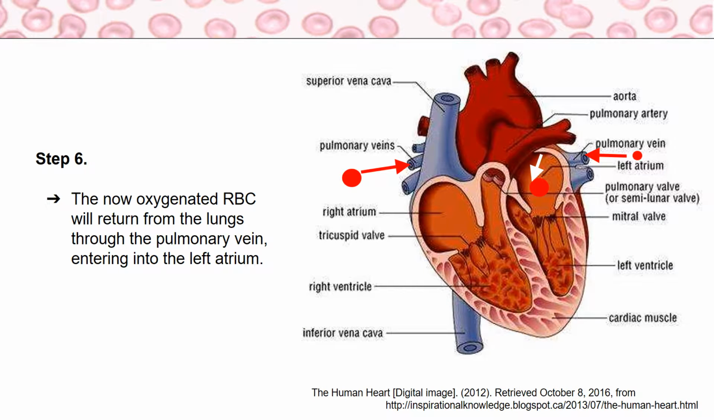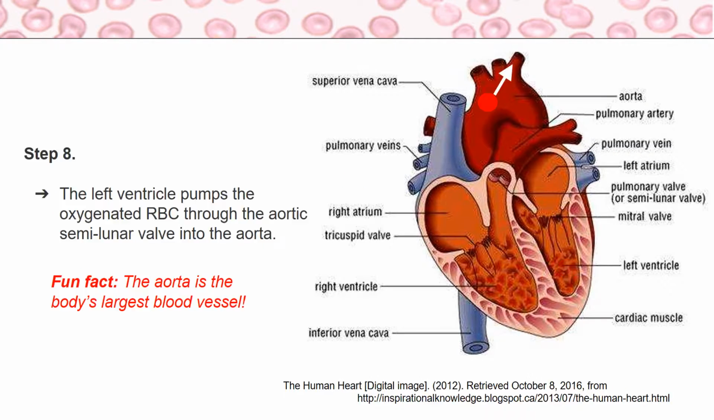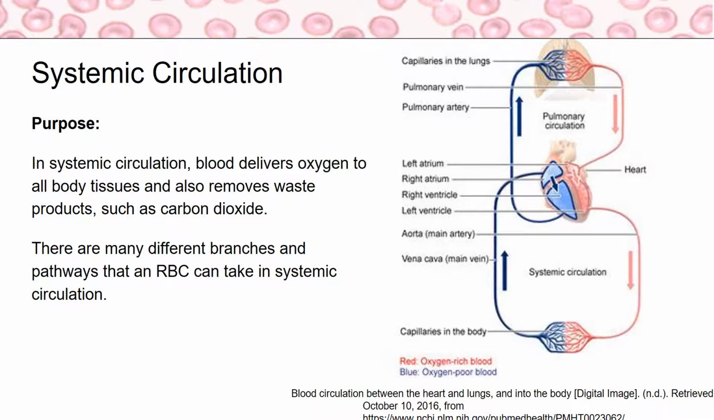The oxygenated blood returns to the heart via the pulmonary veins, and it flows into the left atrium. The left atrium contracts and pushes blood through the mitral valve. The left ventricle then contracts and pushes blood out of the heart through the semilunar valve into the aorta. That's it for pulmonary circulation, so now we'll look at systemic circulation.